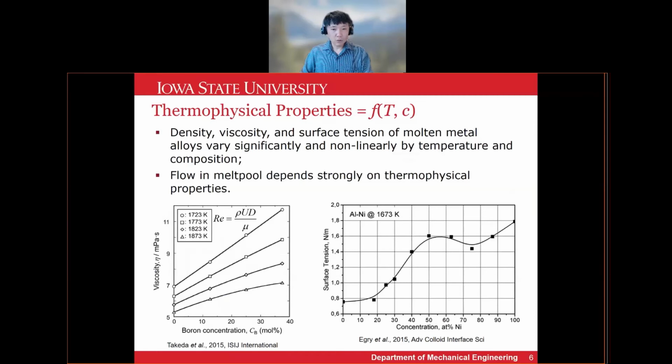The surface tension of aluminum nickel alloys also shows nonlinear variation as a function of composition, as shown in the figure on the right. A small difference in surface tension could result in the prediction of totally different convection conditions in a micrometer scale melt pool of additive manufacturing, in which surface tension driven flow dominates due to the high surface-to-volume ratio. The temperature and composition dependence of thermophysical properties must be considered in the melt pool flow simulations. Otherwise, we are putting the first button wrong.